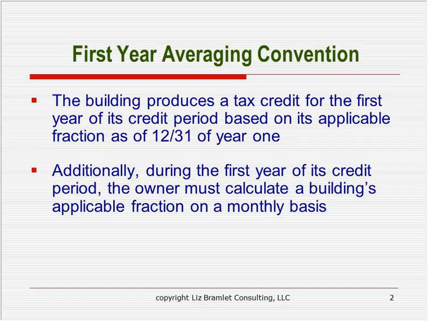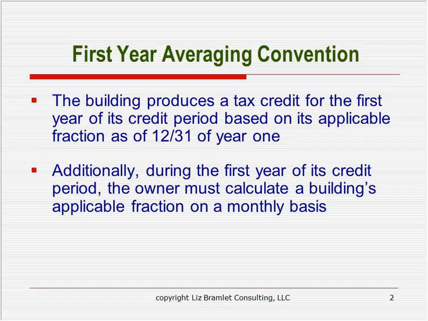During year one, first of all, you have a goal, an ultimate goal for how much of a building you want to produce a tax credit. Say you're trying to be a 100% tax credit building, then your goal is to get to a 100% applicable fraction. Certainly you want to get there at least by the end of the first year of the credit period. That's because the building produces a tax credit for the first year of its credit period based on the applicable fraction you reach by the end of the year, usually 12/31.